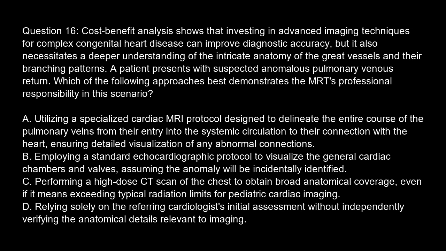Option B. Employing a standard echocardiographic protocol to visualize the general cardiac chambers and valves, assuming the anomaly will be incidentally identified. Option C. Performing a high-dose CT scan of the chest to obtain broad anatomical coverage, even if it means exceeding typical radiation limits for pediatric cardiac imaging. Option D. Relying solely on the referring cardiologist's initial assessment without independently verifying the anatomical details relevant to imaging.